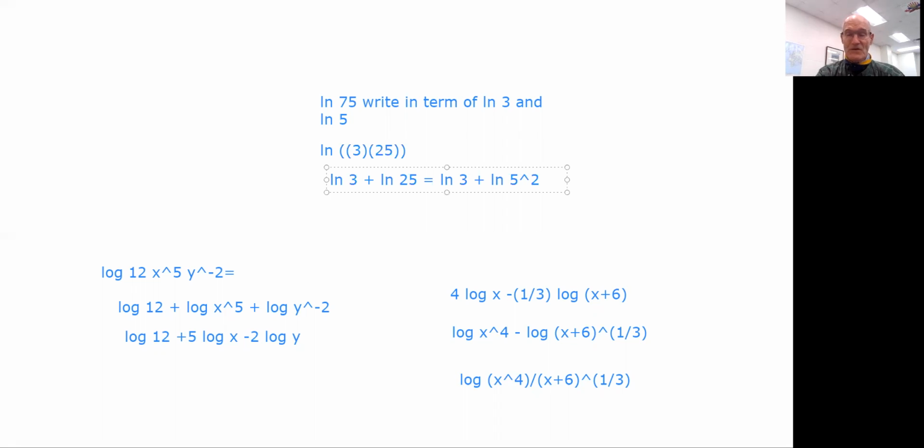And I can take the 2 since it's an exponent. So now I have the natural log of 3 plus 2 times the natural log of 5. So I have written the natural log of 75 in terms of the natural log of 3 and the natural log of 5. Now, the purpose of this type of problem is just to get you familiar with the manipulation of these 3 formulas that are the basic formulas that you use with logarithms.